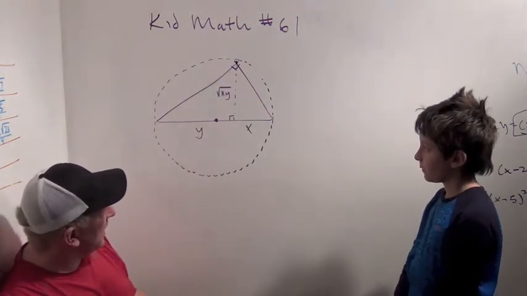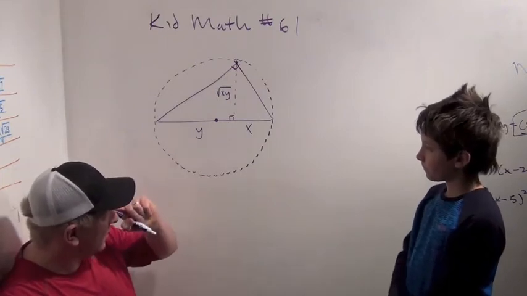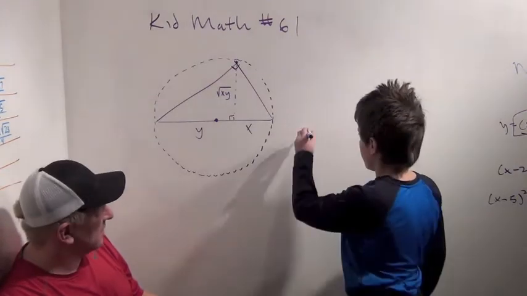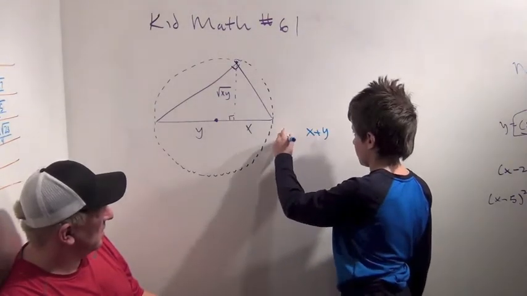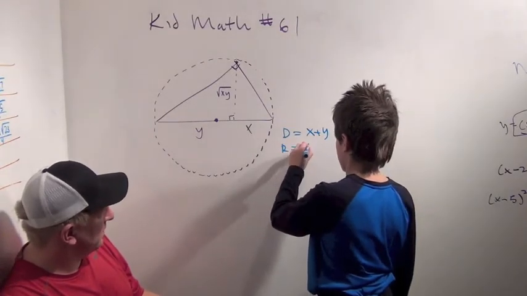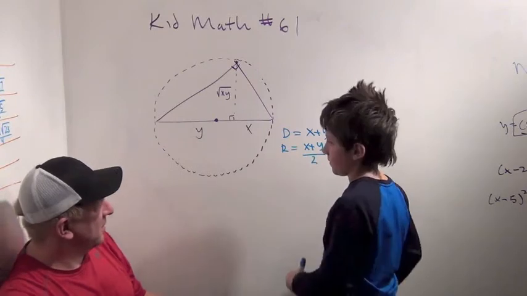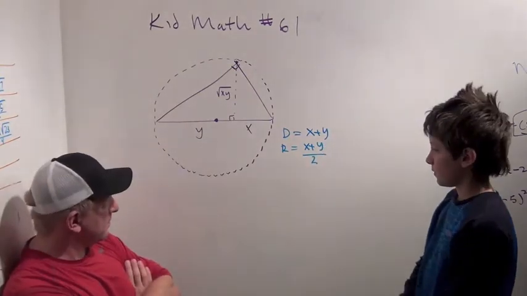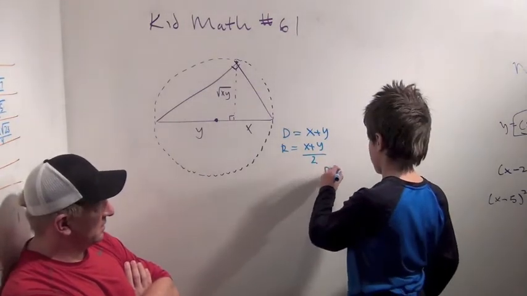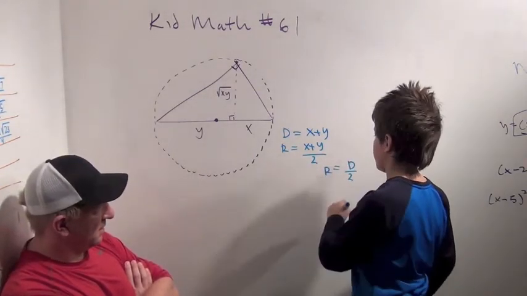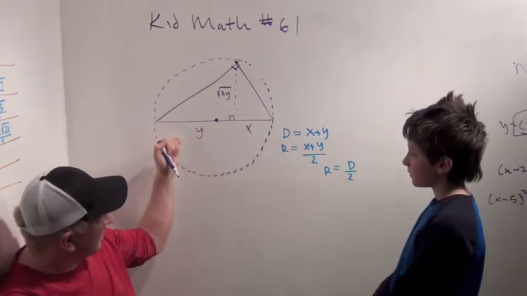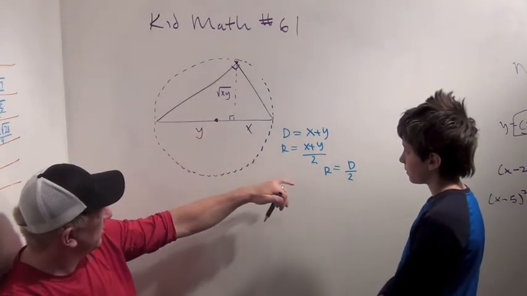Okay, now, there's a few things I want to see if you can notice about this triangle. First of all, what's the diameter of the circle? It's x plus y. What's the radius? It's x plus y over 2. Very good. And why is that true, by the way? Because the radius equals the diameter over 2. The radius is half the diameter. You know the diameter is x plus y, because that's how I've labeled it. So halfway across is x plus y over 2.